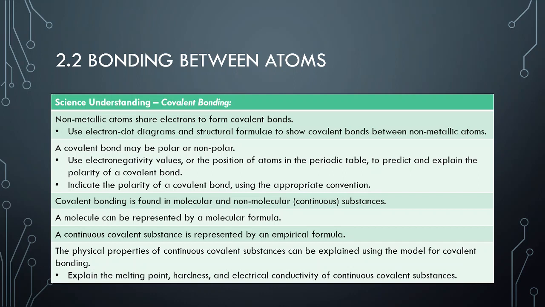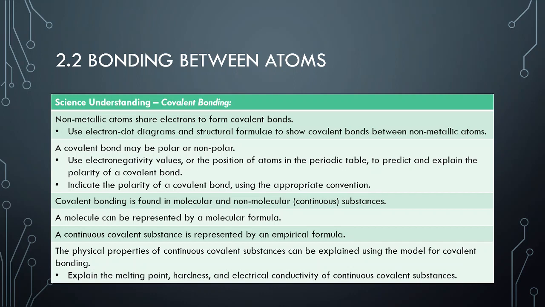Next, covalent bonding is found in molecules and non-molecular, which is continuous substances. Third last, a molecule can be represented by a molecular formula. There's a list that I will show you, and you must memorize them. A continuous covalent substance is represented by an empirical formula. So we'll talk about the terminology and how it's represented.